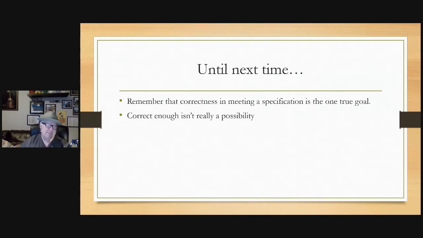Okay. Correct enough, good enough. Those are two different things. Good enough to me entails making sure that the software works in a way that's future proof. Correct means it answers the question that they expected the right way every time. Okay.